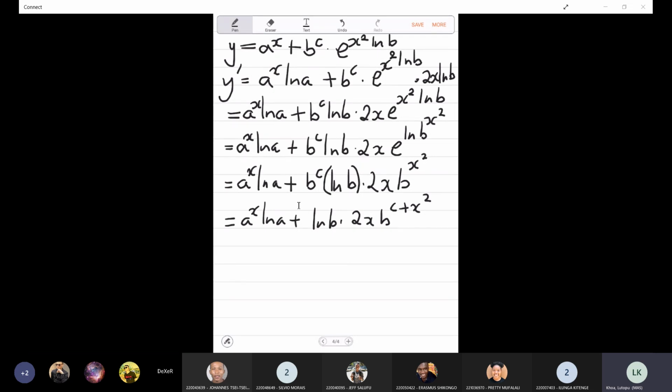But what you need to remember is sometimes you will need to simplify your expression, and then after that can you then differentiate it as a standard derivative.